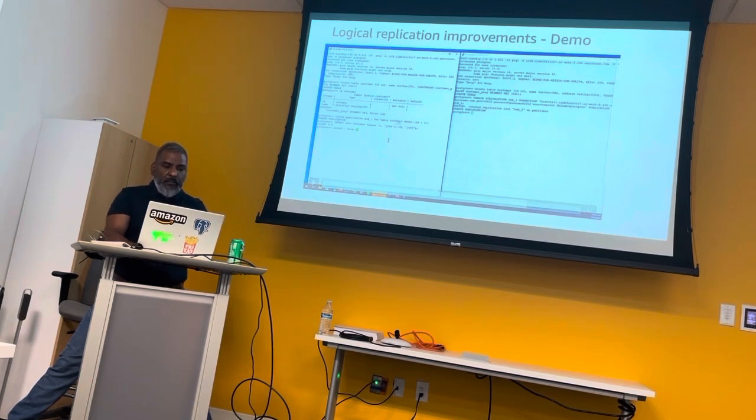So on this line, as you can see, create publication pub1 for table customer where ID is equal to 1. So here I am filtering the data for ID is equal to 1. And I created a subscription. I put the connection string here, and it will create the subscription slot for this data. And as you can see here, you see all the data for John and Jeff, 1 and 2 values.